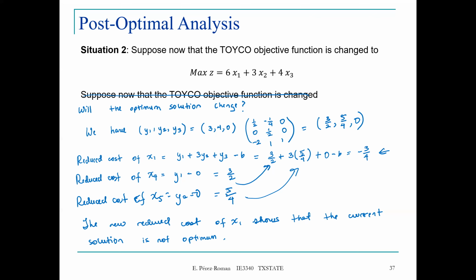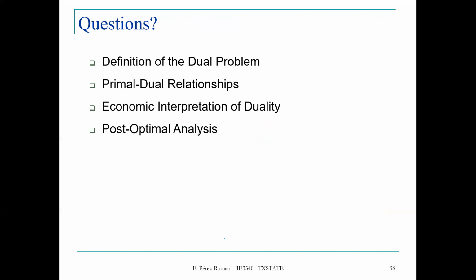That concludes this lecture. In this lecture, we discussed the definition of the dual problem. We discussed the primal dual relationships. We discussed the economic interpretation of duality. And we also discussed post-optimal analysis using dual theory.